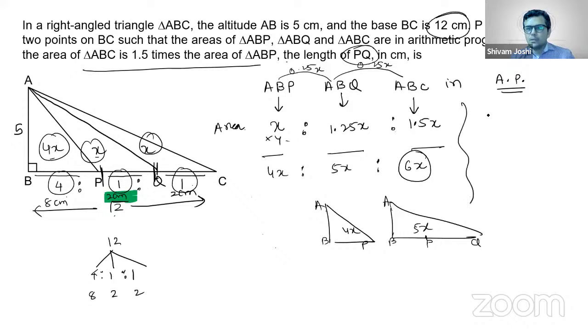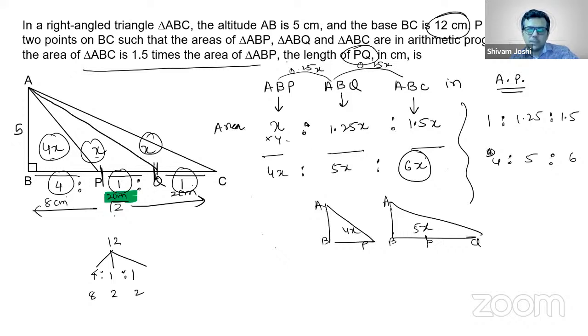I hope you will agree that the ratio of 1, 1.25, 1.5 can always be written as 4, 5, 6. So these are the bases on which we multiplied 4. This ratio and this ratio is equal, isn't it? Yes. So what is AP?